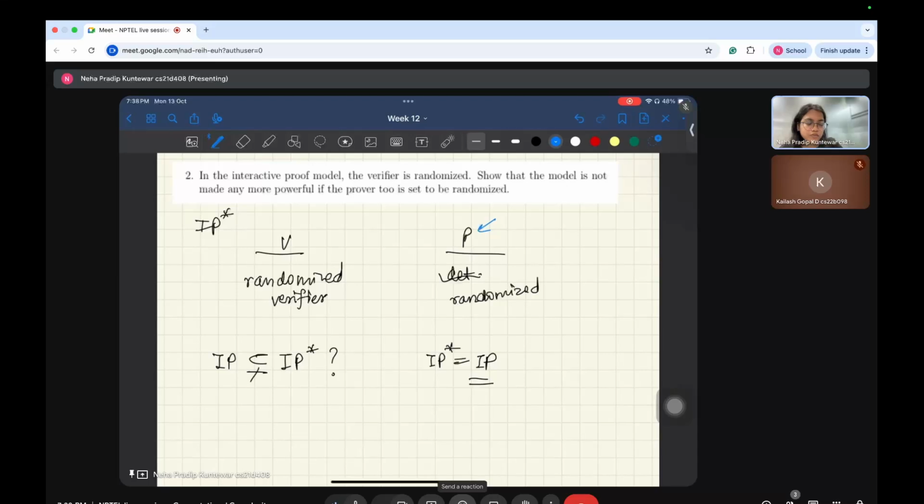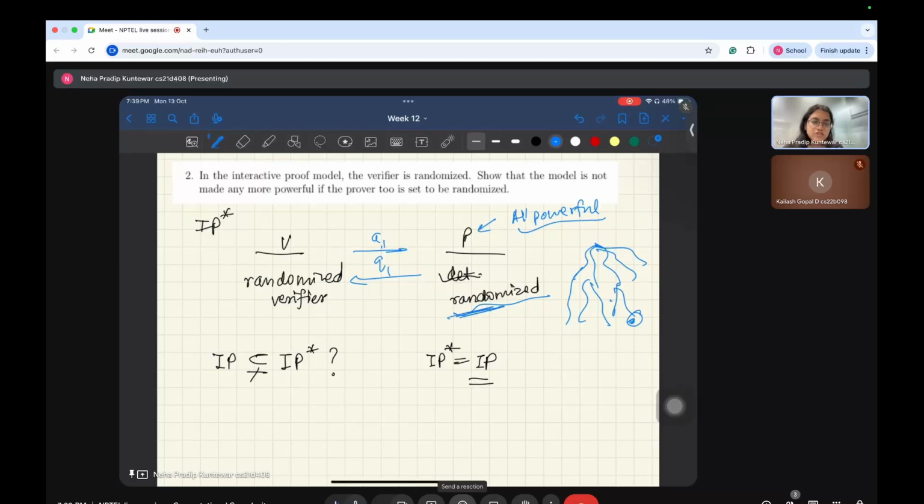Because we defined our prover to be all powerful. The prover can do all sorts of computation at their end and decide what to respond to the verifier's query. So even if you give a randomized power to it, it could have anyway gone through all possible computations, and then chose what to respond with.